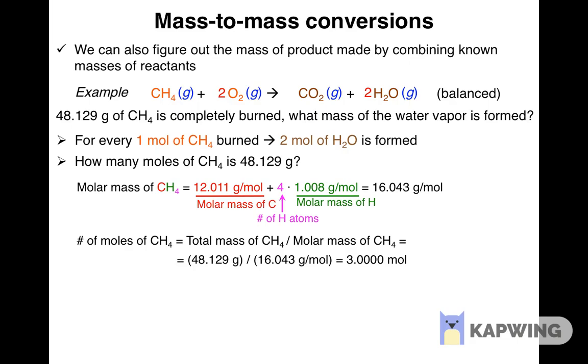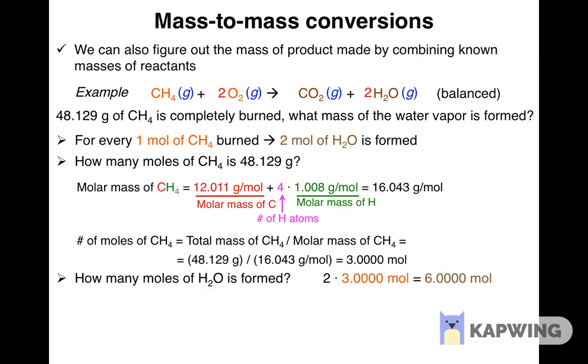The total number of moles of methane is then 48.129 grams divided by 16.043 grams per mole, and that comes to 3.0000 moles. Thus, 48.129 grams of methane is 3 moles of methane. For every 1 mole of methane, we make 2 moles of water. So when we burn 3 moles of methane, we should get 6 moles of water.